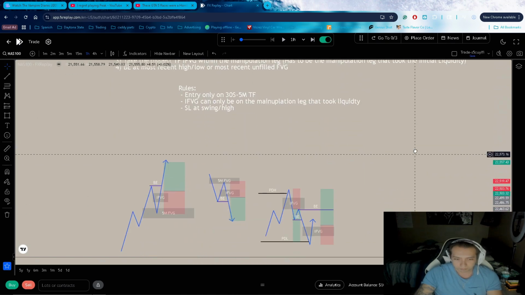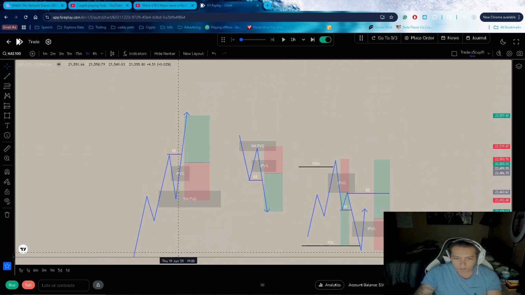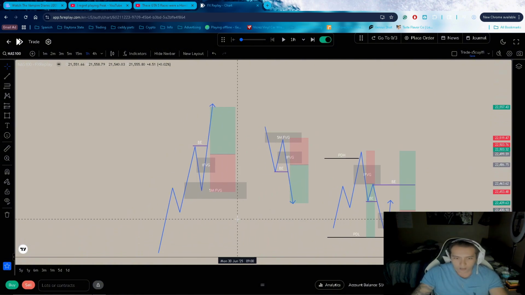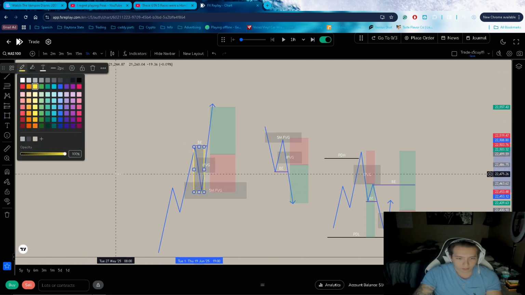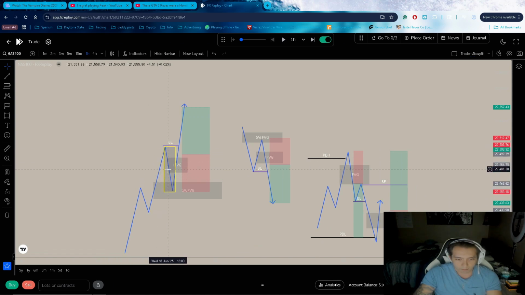So for example, right here, this example would just be the simple price comes into a 5-minute fair value gap inversion. So you see right here, this is our manipulation leg. Why? Because this is the leg that came down and took liquidity. And then from this manipulation leg, we had a fair value gap inversion. You enter on the inversion, stop loss at the swing low, break even at this most recent internal high.